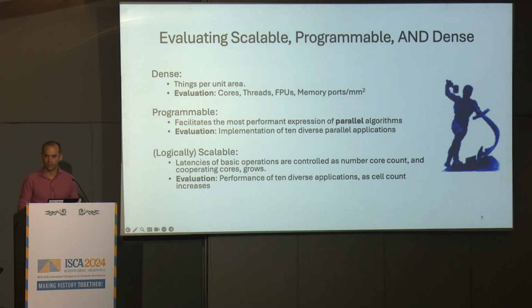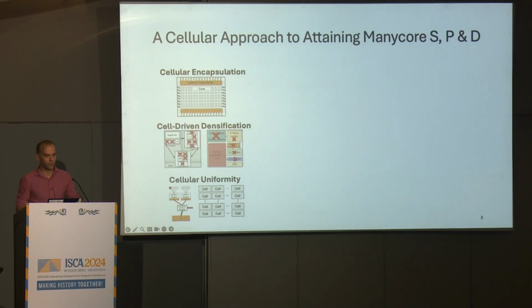Now, that leaves the obvious question, what are cells? This is the root concept of the Hammerblade Manycore. We take a cellular approach to attaining Manycore scalability, programmability, and density, or SP and D. We developed the concept of cellular encapsulation, which is the concept where we create these cells with hyperdense cores that have low latency accesses to nearby cache banks. This low latency access allows us to eliminate many of the features that you would see in modern multi-core and other Manycore processors in a process known as cell-driven densification.